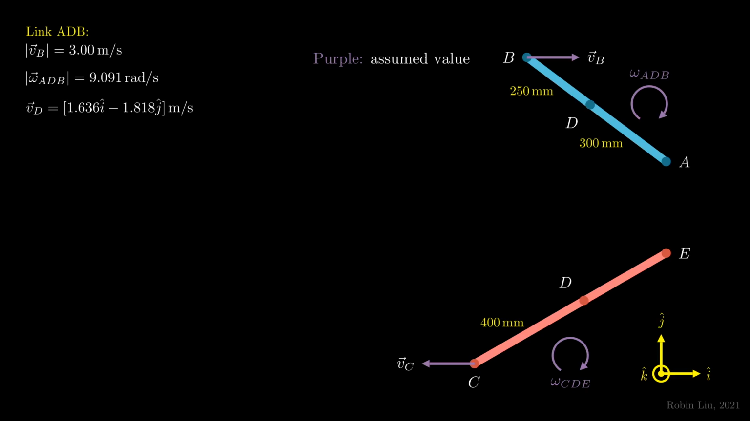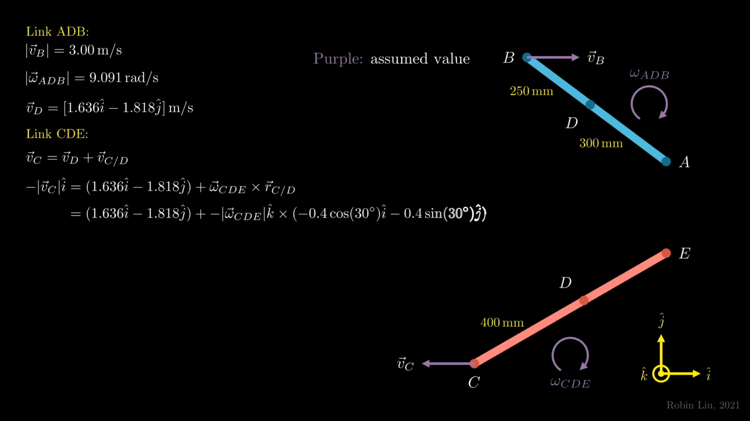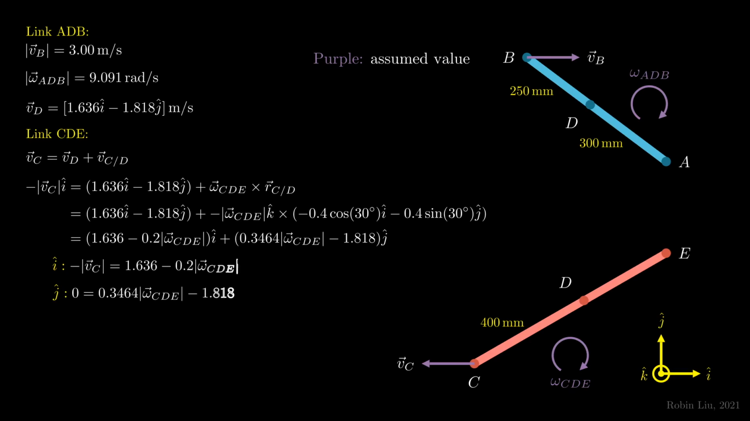Point D is shared with link CDE, so we can use it to find the velocity of point C. I assume that the velocity of point C is leftwards, and the rotation of link CDE is clockwise. Remember, the direction that you assume doesn't matter, as long as you account for it correctly when you're expanding the expression. We chug through all the math, and we get our answer. It looks like our assumption was wrong. Point C is actually moving to the right.